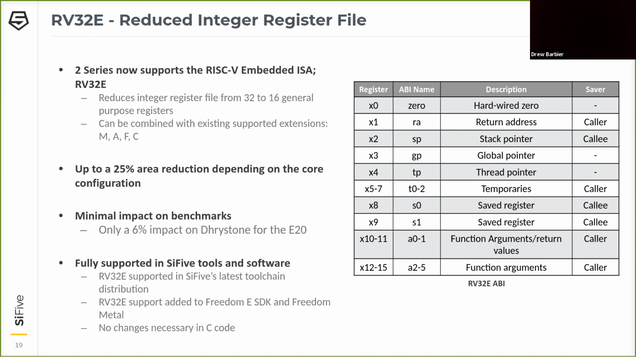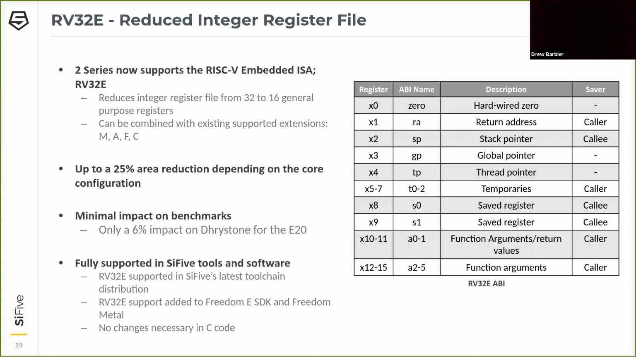Now, just because you use the RV32E option doesn't prevent you from using the other extensions. You're perfectly free to mix the RV32E option with the multiplication extension, the atomics extension, floating point, and so on. Of course, the RV32E option is going to be fully supported in SiFive tools and software. It's already supported in the toolchain distribution that we have on the website today, which was released in February.